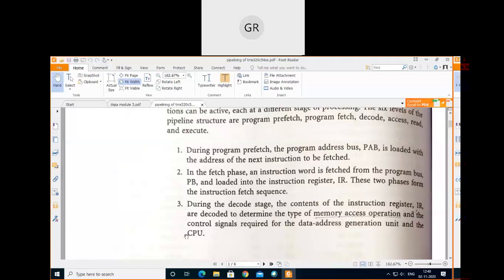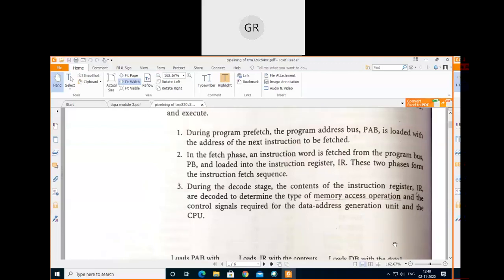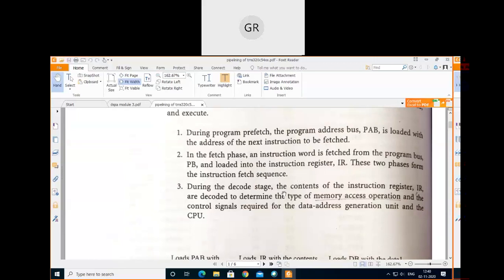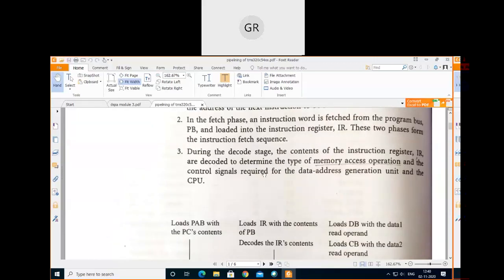In the decode phase, what can we do? The contents of the instruction register are decoded to determine the type of memory access operation and the control signals required for the data address generation unit and the CPU. Here we can decode the instruction. See here, it loads IR with the contents of PB and decodes the IR contents. That is about the decode stage.